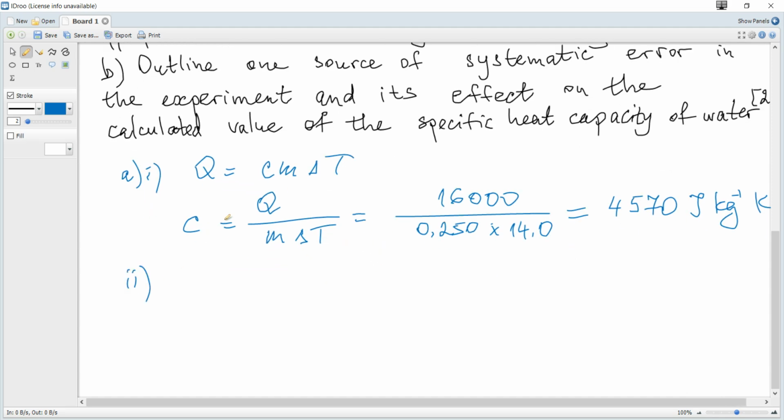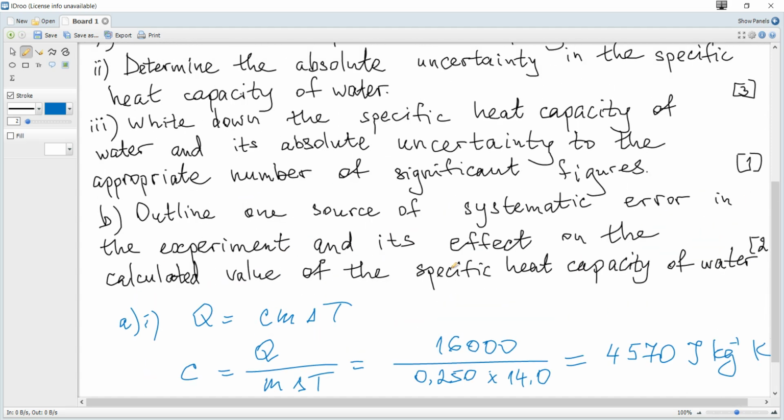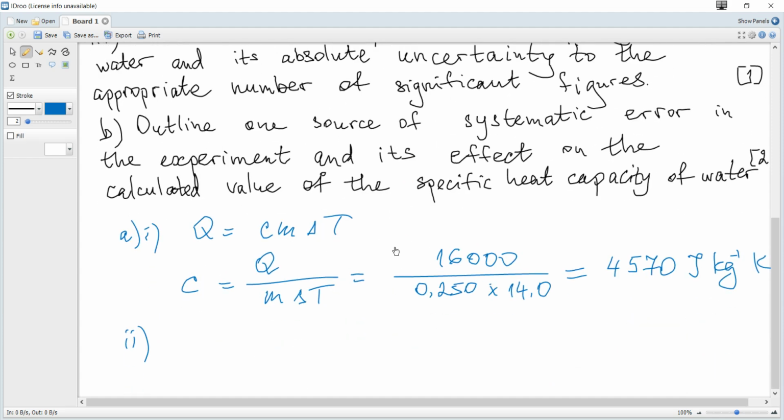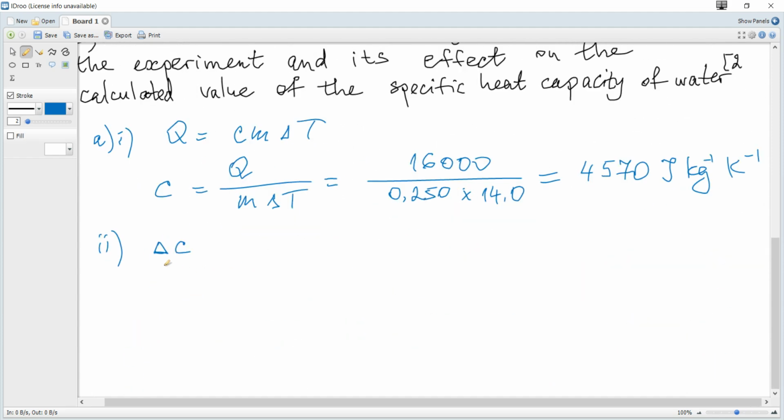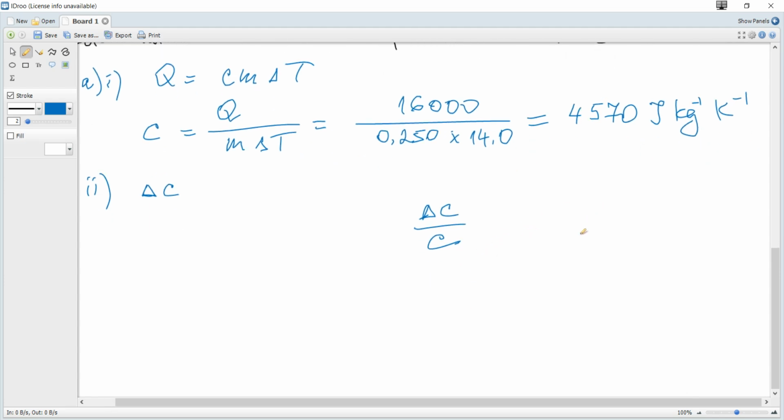And the next question is: determine the absolute uncertainty in the specific heat capacity. What is absolute? It's delta C. And first of all, relative or fractional or percentage uncertainty, it's actually the same. It's the absolute divided by the value. It can be given as a fraction or decimal, and it's called the relative or fractional. If you multiply by 100%, it becomes the same value in percent, and it's called percentage.